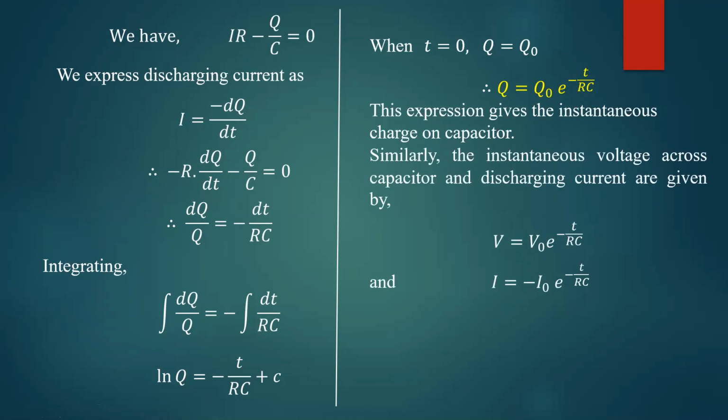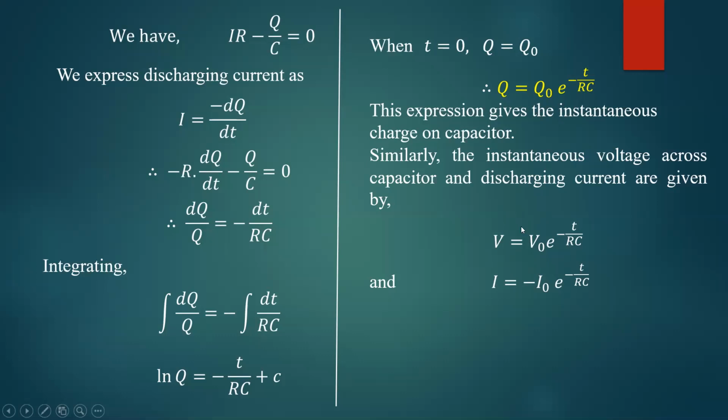Okay, so now what will be the expression for V and I? They are similar. During discharging, the voltage decreases, the charge decreases, and the current also decreases. What is the expression for voltage? V will be equal to V naught into e to the power minus t by RC. How can you get the equation? Divide this equation by c. Q by c will be V, Q naught by c will be V naught. That is simple.